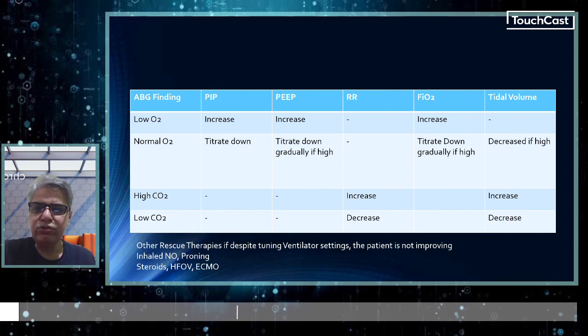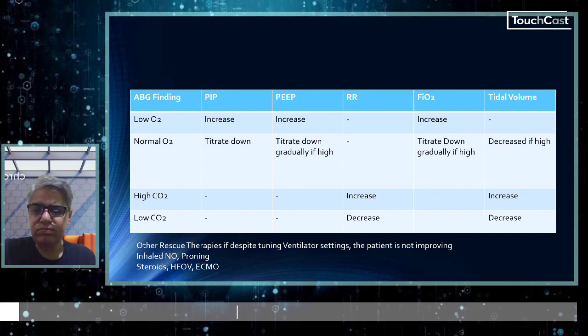Similarly, we can use steroids as an adjunct therapy in children sometimes who are not improving. We have got two very good other strategies. One is high frequency oscillatory ventilation, in which we use very small tidal volumes at a very high rate, and they are quite safe, and they improve oxygenation as well as ventilation.